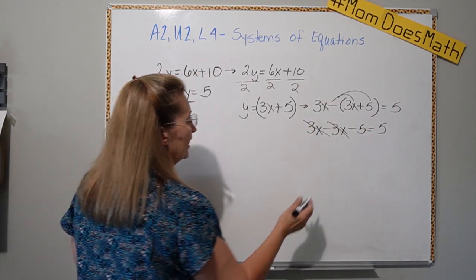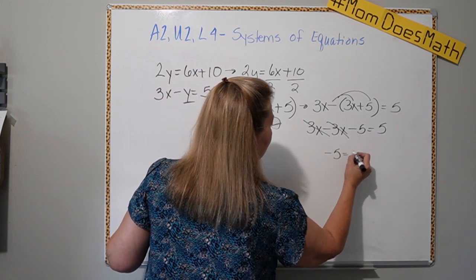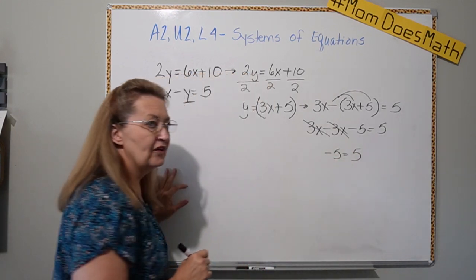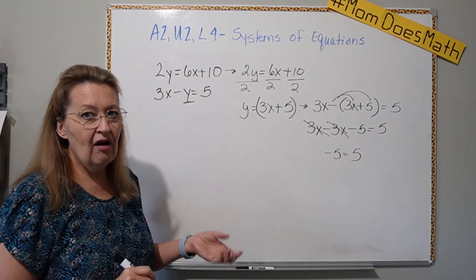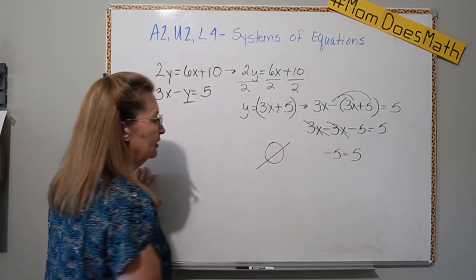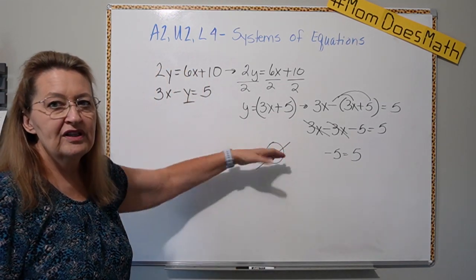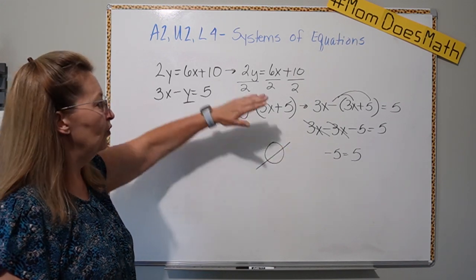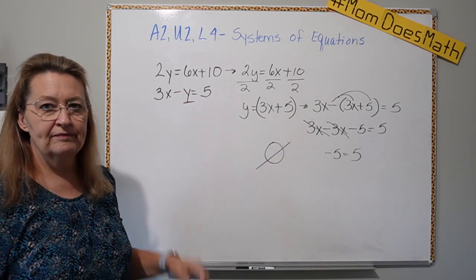We're just simplifying. And right here we end up with negative 5 equals 5, which is not a true statement. So what you have here is a solution of the empty set. There is not anything that will fit both of these equations. Okay, let's look at one more.